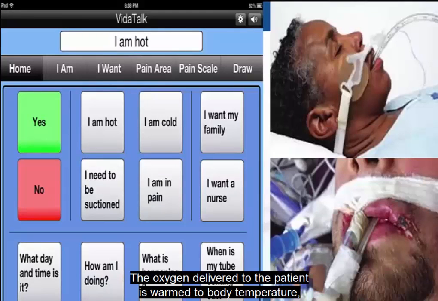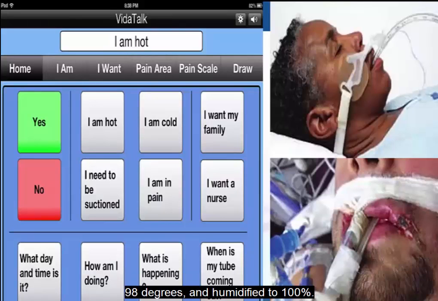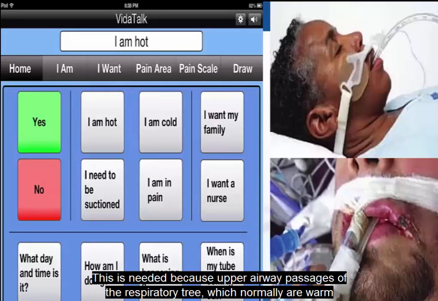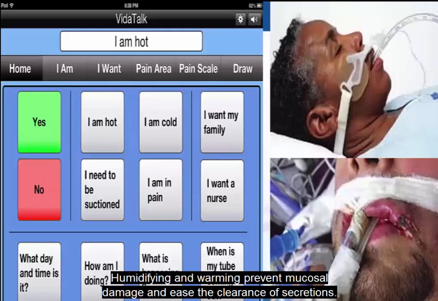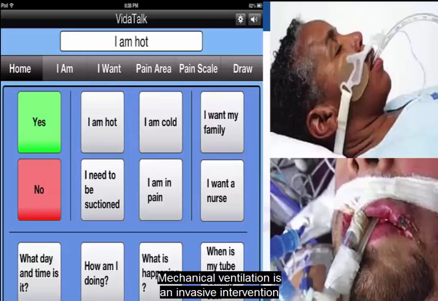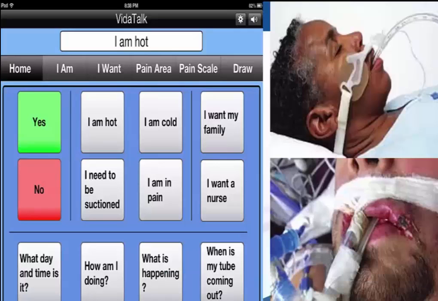The oxygen delivered to the patient is warmed to body temperature, 98 degrees, and humidified to 100%. This is needed because the upper airway passages of the respiratory tree, which normally warm, humidify, and filter air, are bypassed. Humidifying and warming prevent mucosal damage and ease the clearance of secretions. Mechanical ventilation is an invasive intervention and greatly increases the patient's risk for infection and sepsis, which is a common cause of death in this population.